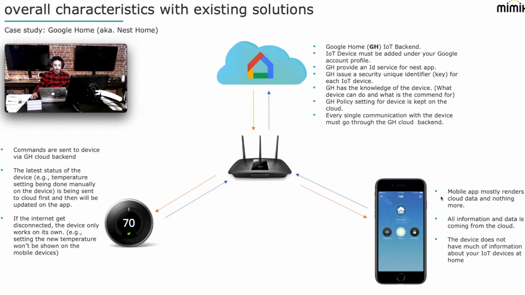Now we'll look at the application on the smartphone. Application is pretty much a slave to the cloud and is only rendering data coming from what is fetched from the cloud. Application can only send requests to the cloud, has no visibility into IoT cluster.